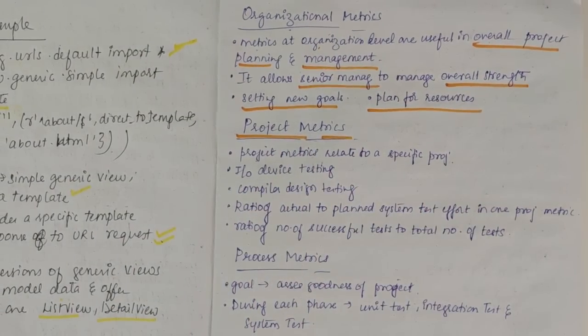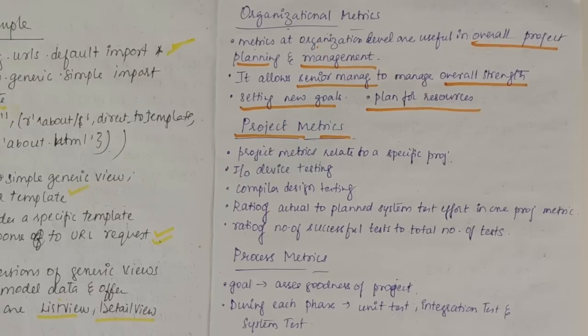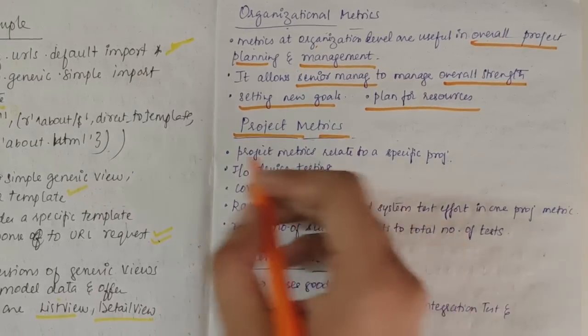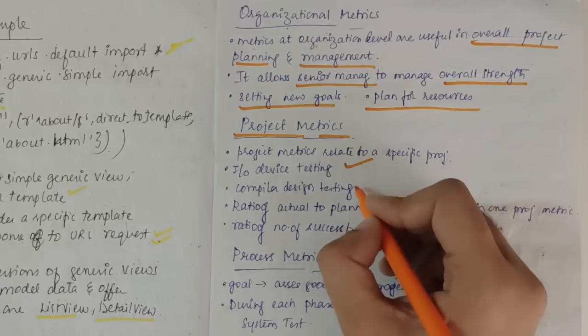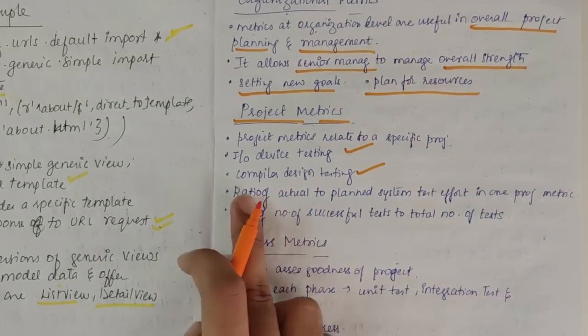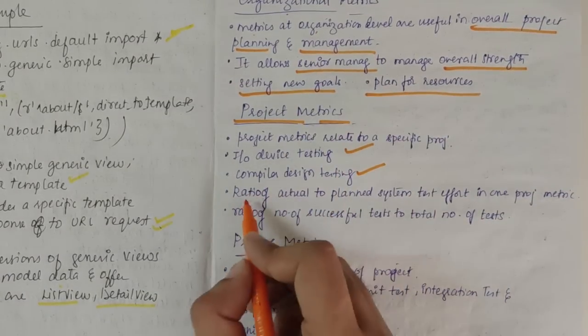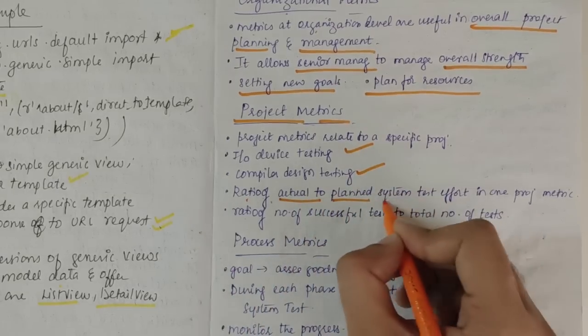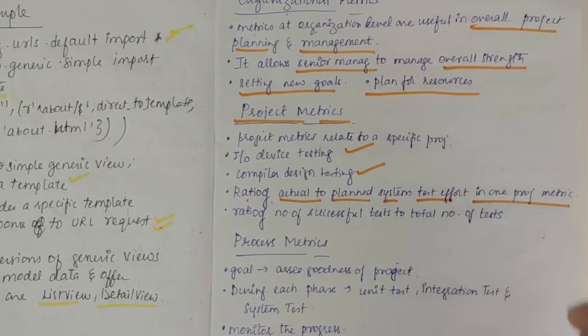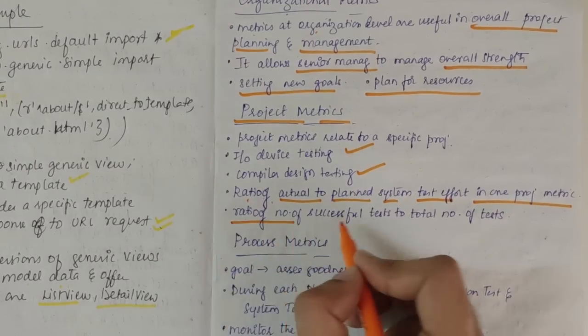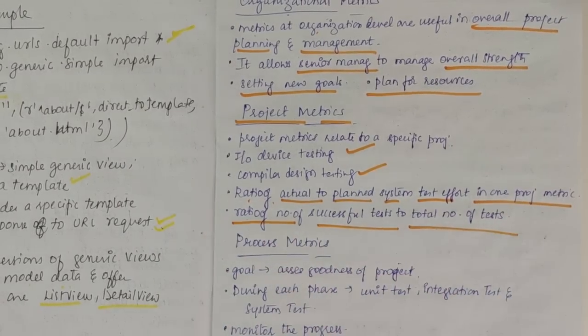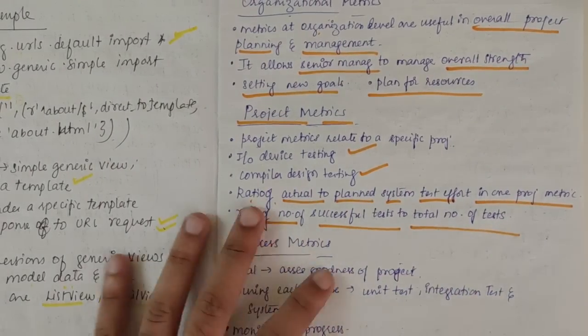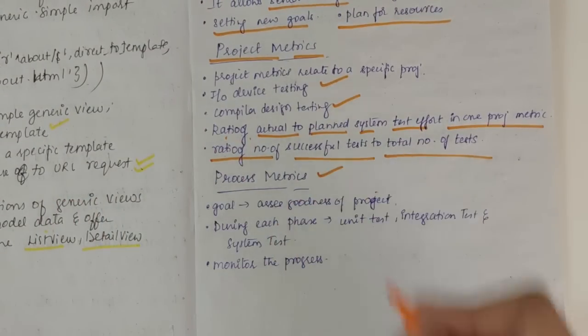Then we have the project metrics. Project metrics are related to a specific project, so they might vary from project to project. Examples for this are IO device testing or compiler design testing and so on. Project metrics speak of the ratio of actual to planned system test effort in one project metric. They also speak of the ratio of the number of successful tests to the total number of tests being performed. Then we have the last, that is process metrics.